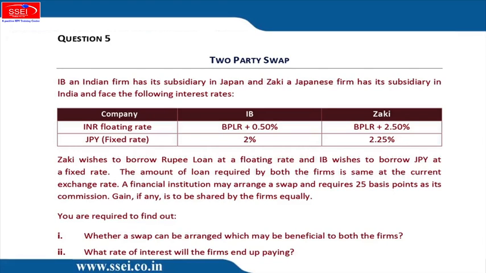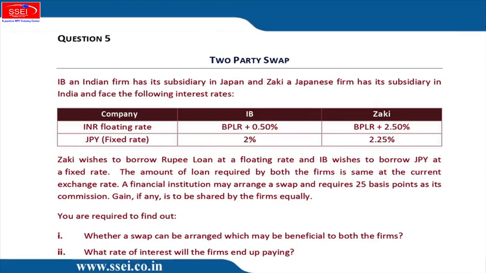Zaki wishes to borrow a rupee loan. So what's the cost of Zaki's rupee loan? BPLR plus 2.5%, underlined. While IB wishes to borrow JPY at a fixed rate. So IB, JPY 2%. I've underlined 2% and BPLR plus 2.5%. The remaining two I'll put a star. Okay, perfect. The amount of loan required by both the firms is the same at the current exchange rate. They have not even given the exchange rate, so even if you have a feeling towards currency, it'll go away. A financial institution may arrange a swap and requires 25 basis points as commission. Perfect. Gain, if any, is to be shared equally by both the firms.